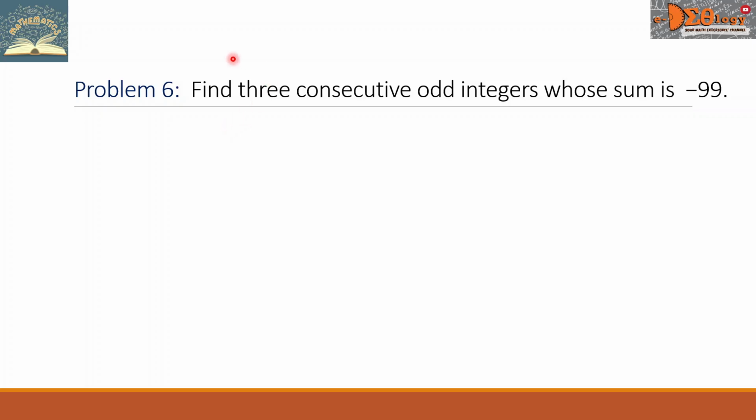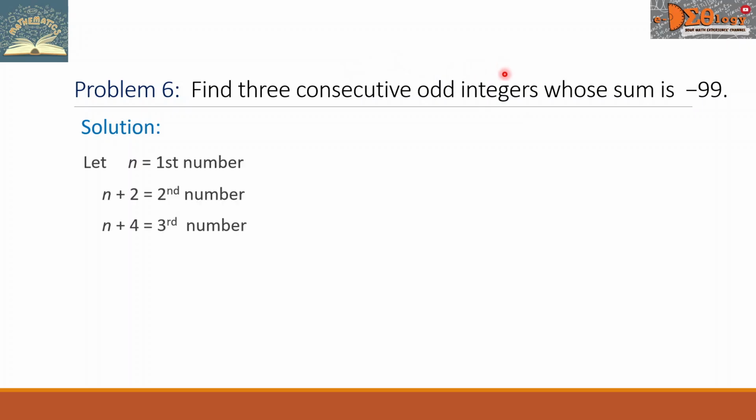Problem 6. Find three consecutive odd integers whose sum is negative 99. We need three numbers. They must be consecutive and they must be odd integers. So we let n equals the first number or first integer. The second consecutive odd integer is n plus 2. For the third number that is consecutive and odd, we write here.